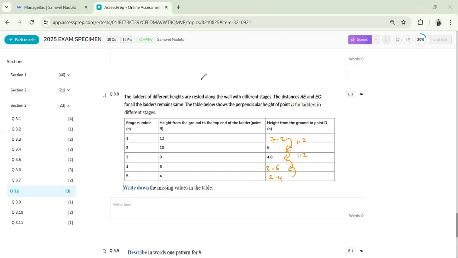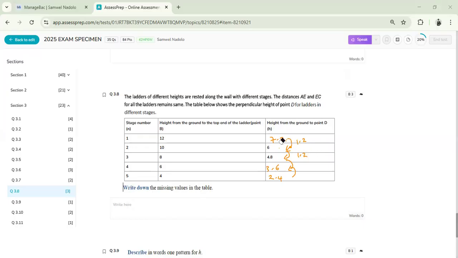So that is what the pattern gives you for the height. So there's no need of calculating again. Just see the pattern that is happening on the table, and you'll get your 3 marks.